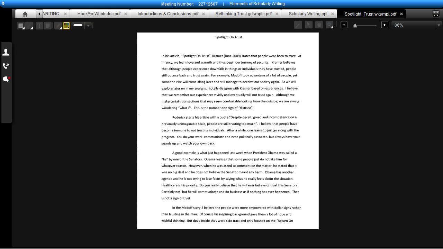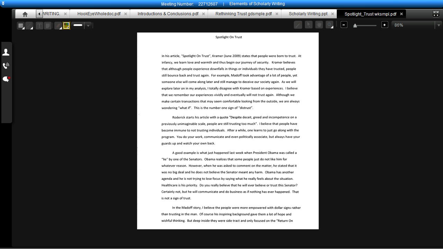You can see a lot of the adjectives, like "totally" or "a lot," or "we are always wondering what if," "watch your own back," "have your guards up." A lot of that colloquial language we really want to avoid when we are writing an academic paper. Not so much conversational, but more on an academic level. Good.